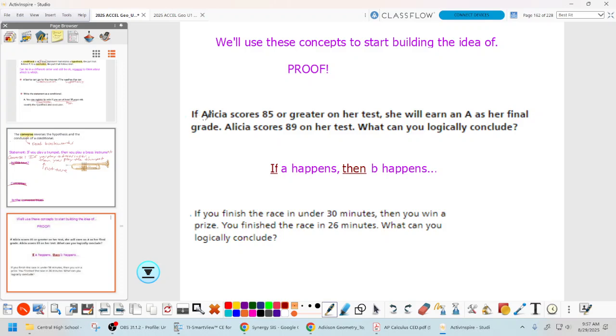Kind of like this. If Alicia scores 85 or greater on her test, she will earn an A as her final grade. So let's think of it this way. If these two angles are congruent, then the triangle is congruent. If these two angles are congruent, then the lines are parallel. Do you hear a similarity in how we're thinking, these conditionals? What happens if she scores 89? What can you conclude? She gets a B. It's an A overall.